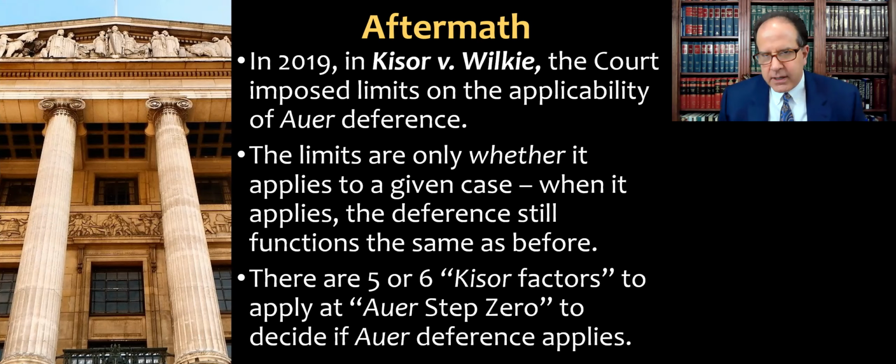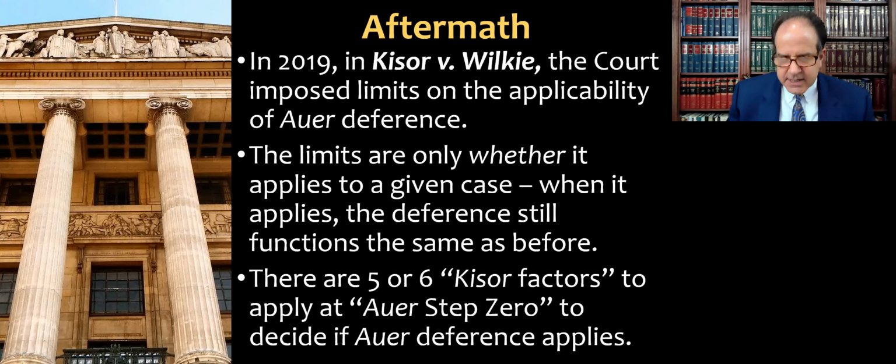Now, the Kisor majority opinion is notoriously confusing, and it goes through five or six factors. It's a little unclear when the discussion shifts to a whole new factor. They don't number them. To apply it, I have termed this Auer step zero. This is an anticipatory, or antecedent, step: before we apply Auer, we go through five or six steps to decide if Auer even applies. But if it does, then we still have our robust type of Auer deference. So it's not clear if it will apply, but when it does, the courts are still supposed to defer to the agency's interpretation of its own regulations.